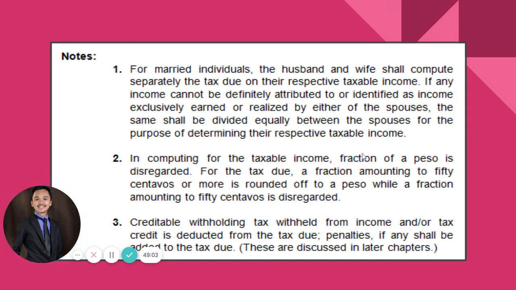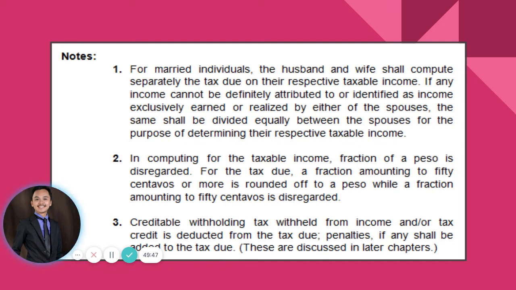Number two, in computing the taxable income, a fraction of a peso is disregarded. For the tax due, a fraction amounting to 50 centavos or more is rounded off as a peso, while a fraction below 50 centavos is disregarded. So for example, if your tax due is 100,000.40, it will be rounded off to 100,000. But if it's 100,000.60, it will be rounded off to the nearest peso, so your tax due will be 100,101.